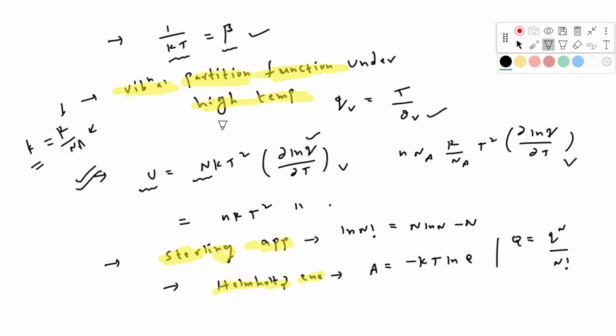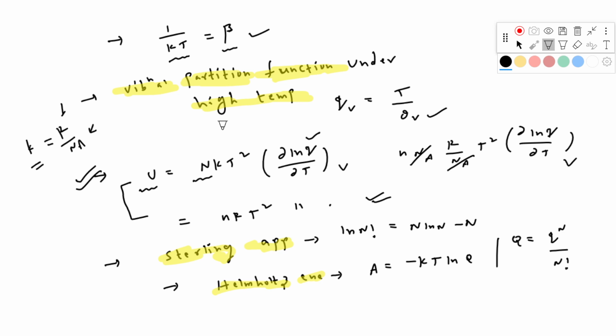So N_A into, in place of the Boltzmann constant, I can write R over N_A into the remaining thing, T square into dou ln q by dou T at constant V. Right? If I write this equation like this, then what happens? This N_A will get cancelled. Then nRT square dou ln q by dou T at constant V. Again, you will get this formula. You have to remember these two formulas. These two formulas are important to calculate internal energy.